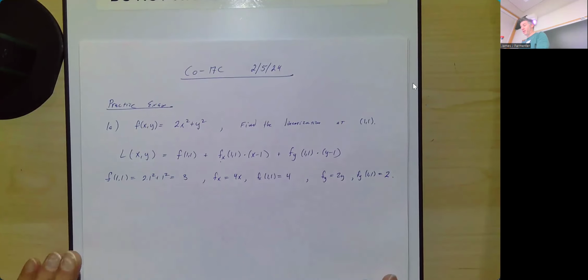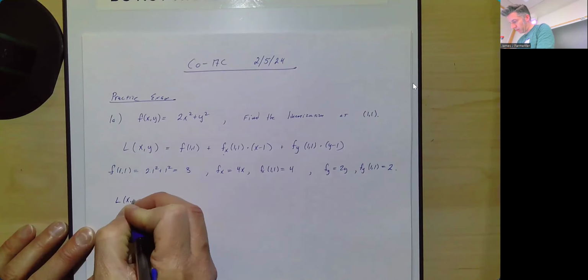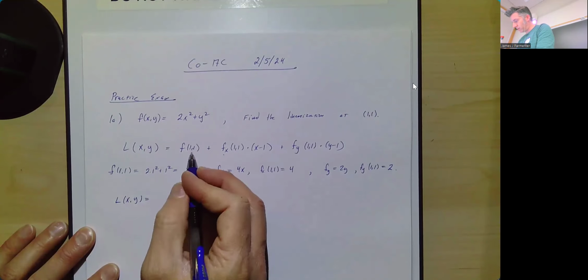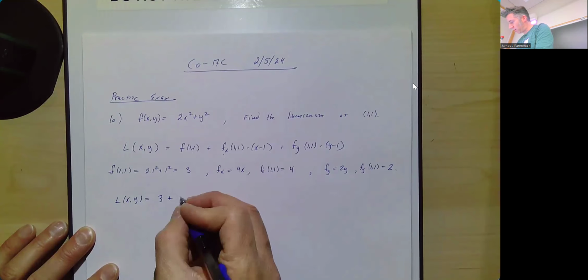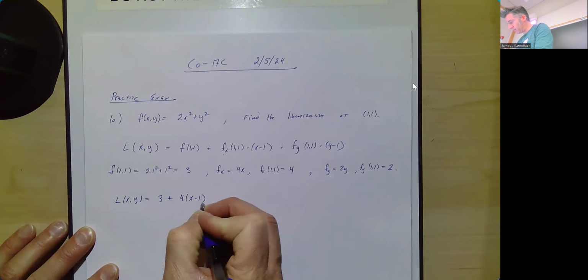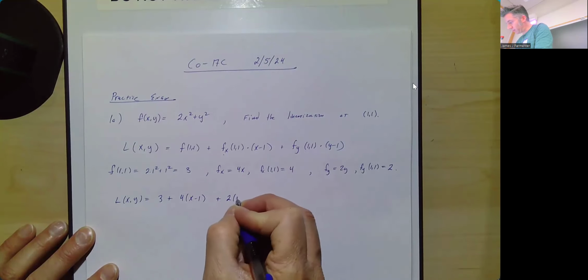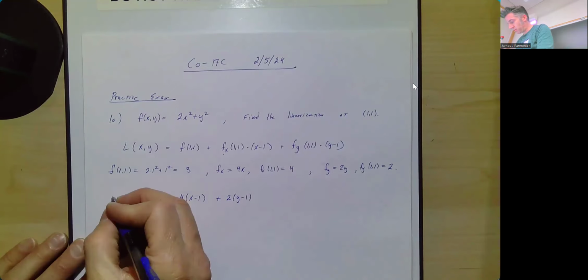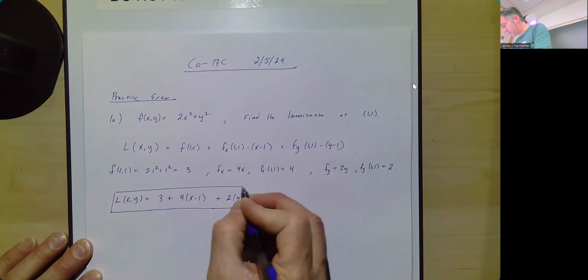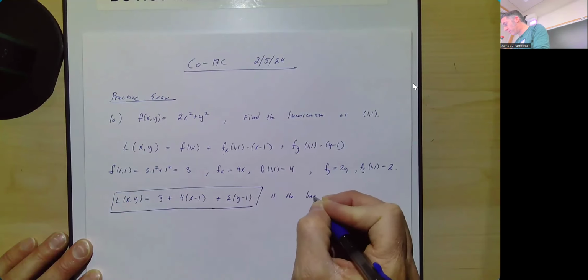Now we throw everything into the linearization. So our linearization at x, y is going to be f of 1, 1, which is 3, plus fx evaluated at 1, 1, which is 4, times x minus 1, plus fy evaluated at 1, 1, which was 2, times y minus 1. And this is the answer to the first part of this question. Find the linearization. Great. We did the thing that was asked. You might even write words, is the linearization at 1, 1.